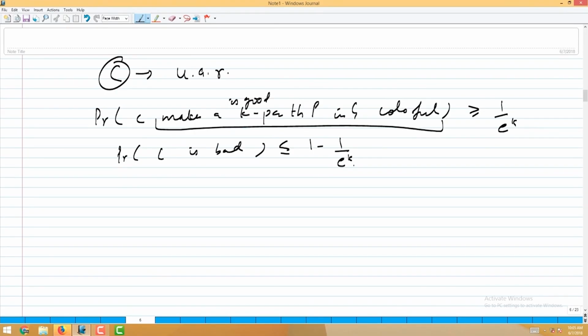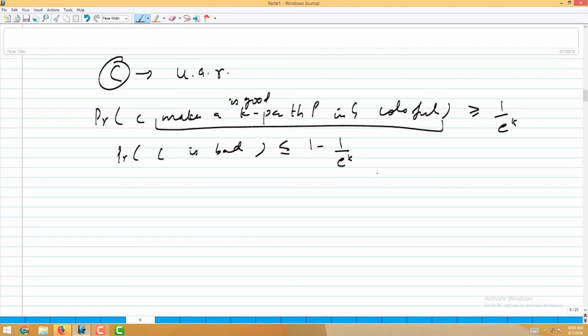So what we did was, we started with the k-path problem. We chose the coloring uniformly at random and ran the algorithm for colorful k-path. And this algorithm was wrong with probability at most 1 minus 1 by e power k. So let's do the following. If the algorithm outputted yes, we know that it's always a yes. If it outputs a colorful path, it's always a colorful path.